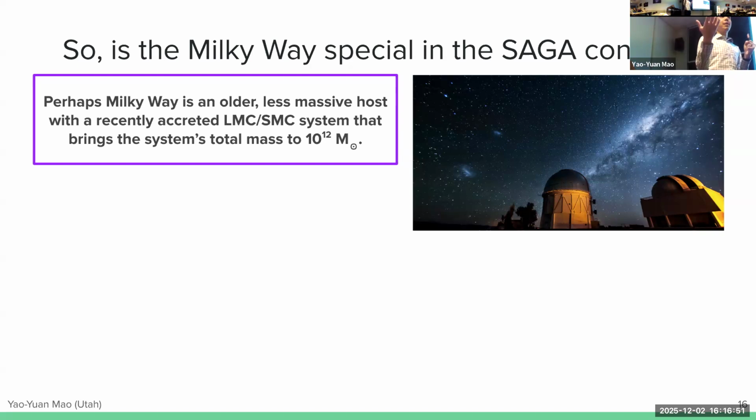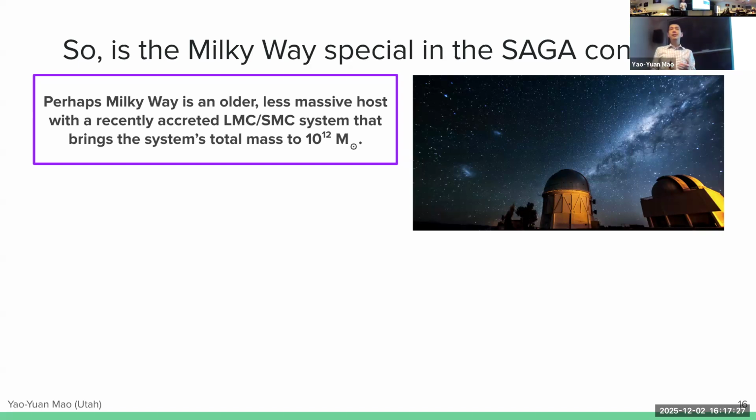And so you can think about the Milky Way as a system that is slightly older and actually less massive, because if you think about the halo mass, if you take out the LMC and SMC, the Milky Way is only about 85% of its total halo mass today. The LMC and SMC, the whole system, take about 10 to 15% of the total halo mass. So if I rewind before the LMC and SMC formed, the Milky Way's total mass is actually lower. The whole system is older because there's no massive satellite.